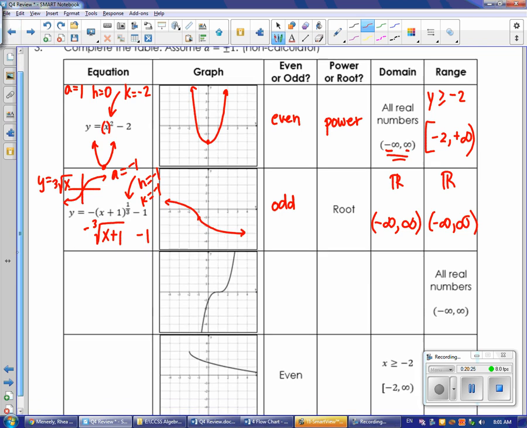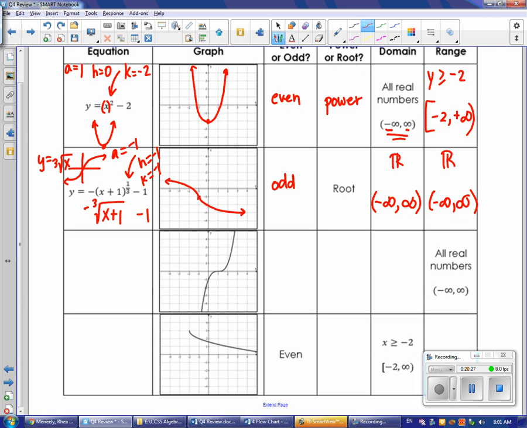If we take a look at the third example, this function is just presented graphically. I can see that it's that S-shaped graph, so I know that tells me it's an odd function. The fact that it's going up and down tells me it's actually going to be an odd power. And again, like we said before, with the odd functions, my domain and range are both going to be all real numbers. There's no restrictions, so that makes it really easy. There's nothing special that you have to remember.